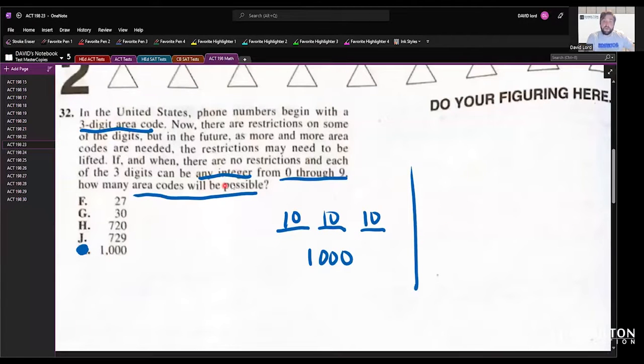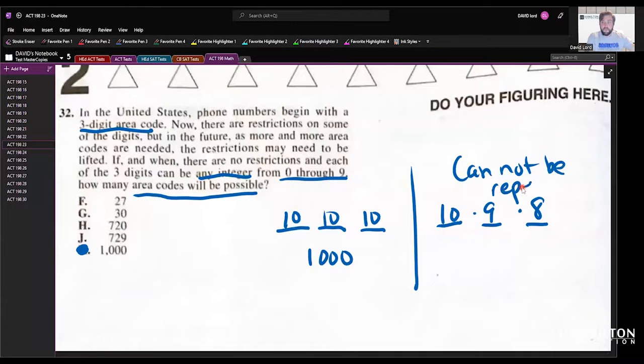However, if the question said we could not repeat integers, or it had to be a distinct integer, then for the first spot, it'd be 10, and then it'd be 9 for the second spot, and then 8 for the third spot. So this is, again, cannot be repeated. So we know the answer is 1,000 in this case because any digit is allowed, but it's good to remember that when you read these questions, they will either tell you that the integers can be repeated or cannot be repeated. You want to pay close attention to that.